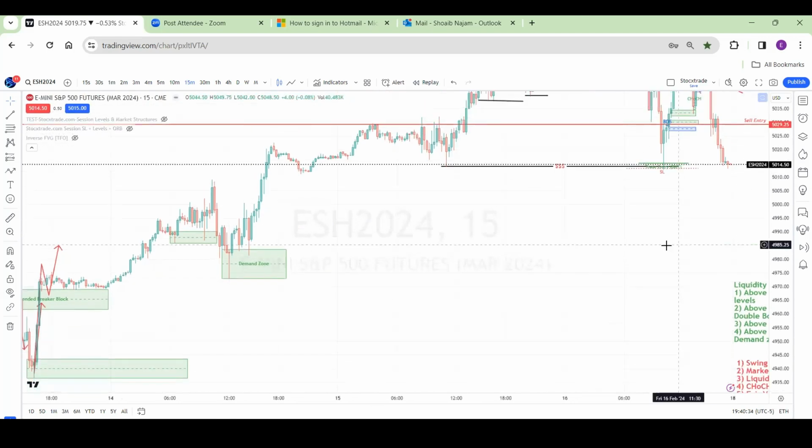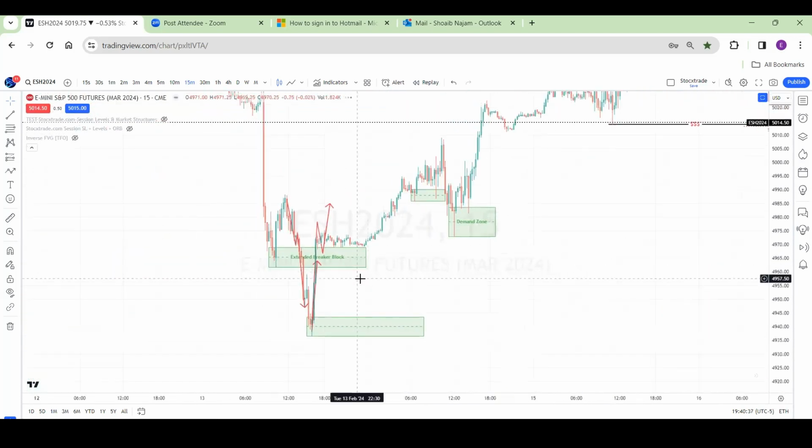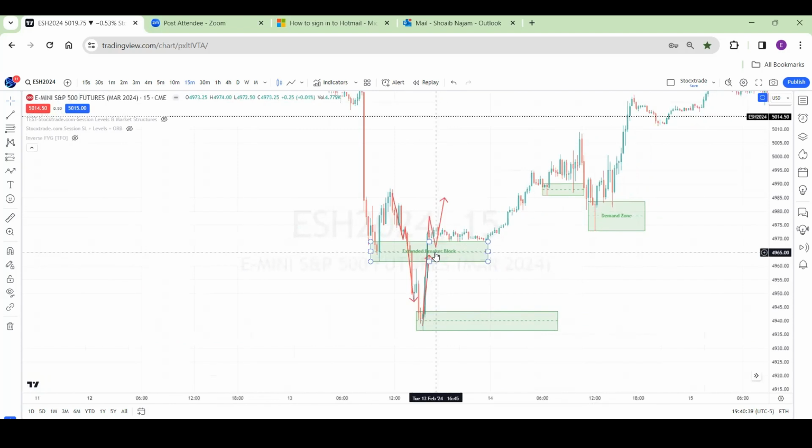So do you understand the difference between the demand zone and the extended demand zone or extended breaker block? Any question? Does everyone understand? Ahmed bhai, Assalamu alaikum.